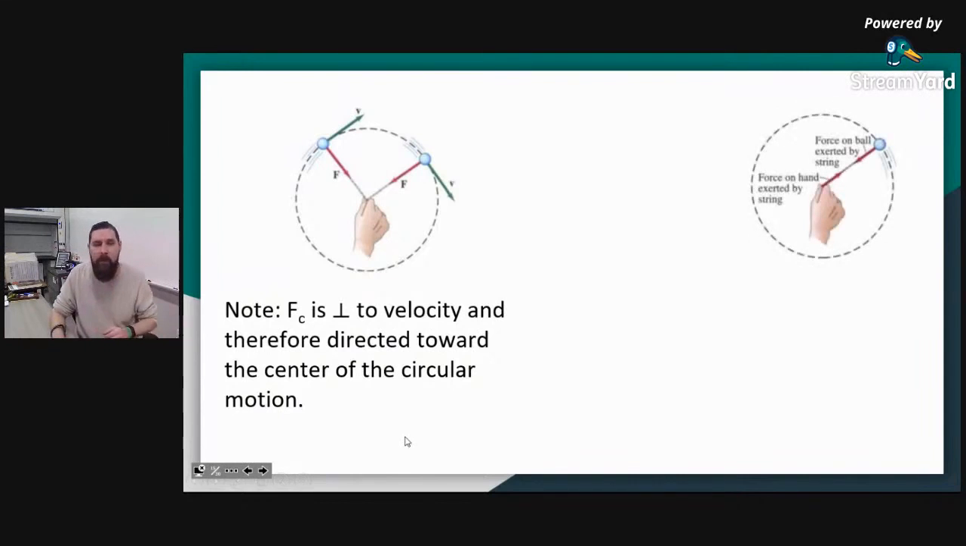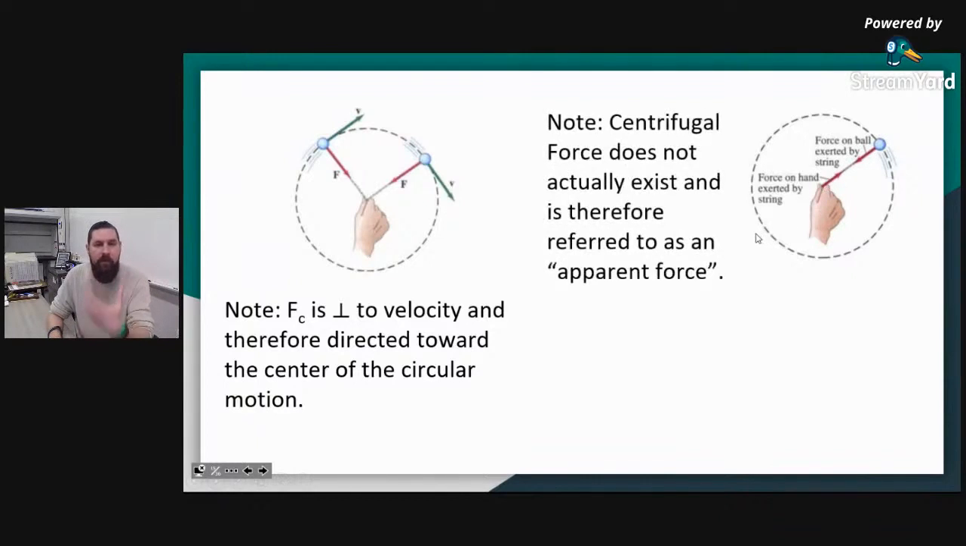Secondly, the last bullet point from the previous slide is, again, this idea of getting rid of centrifugal force. I've got a force exerted by my hand on that string to keep the ball in circular motion, and therefore I get a force on the ball exerted by the string. This is your action-reaction pair. Okay? So centrifugal force does not actually exist, and we actually do refer to this as an apparent force. Okay? So don't be surprised if you see centrifugal force in your physics textbooks, but your textbook should be very clear that it does not actually exist, that it's an apparent force.